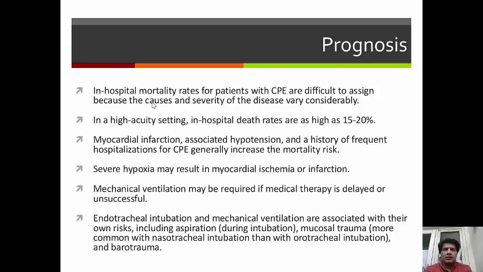Prognosis: as I told, cardiogenic pulmonary edema is relatively easy to treat with Lasix, morphine, nitrates, or with positive pressure ventilation, but you have to take care of the cardiac events. ARDS will respond slowly. Thank you.